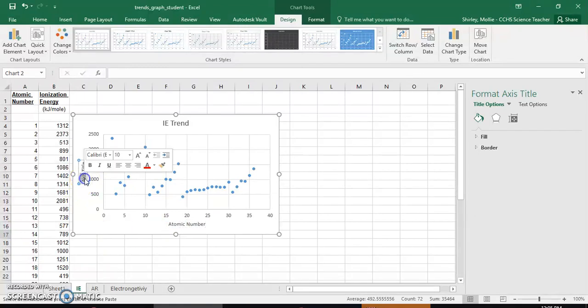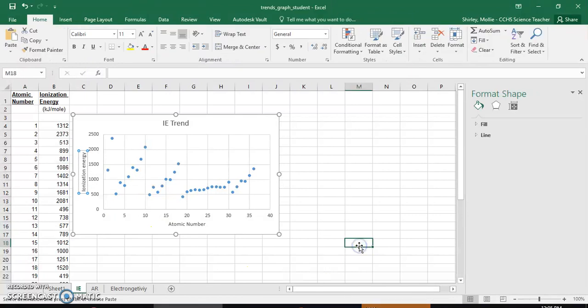And for my Y, this is ionization energy. Okay? So that's awesome. Cool little graph, but we need to be able to look at this graph and see what it means. Okay? So our first data point, this is 1 and 1312. We know that 1 is hydrogen, and it has ionization energy of 1,312 kilojoules per mole.